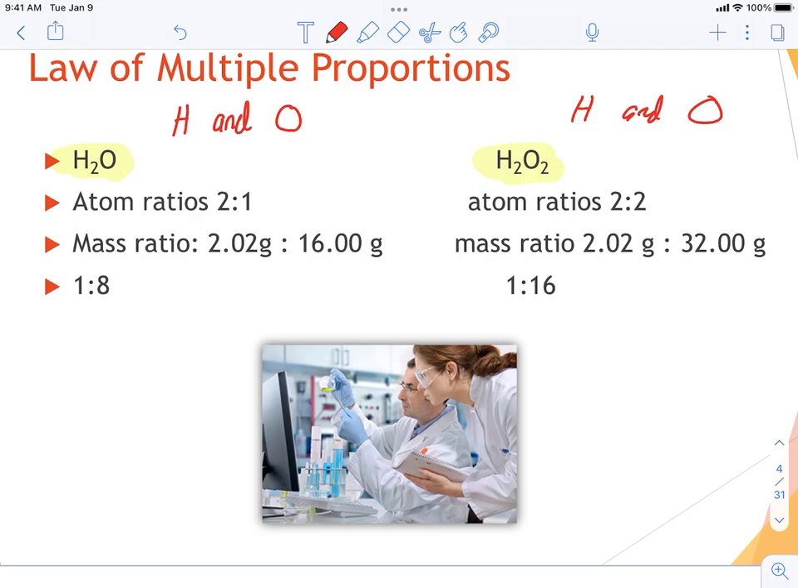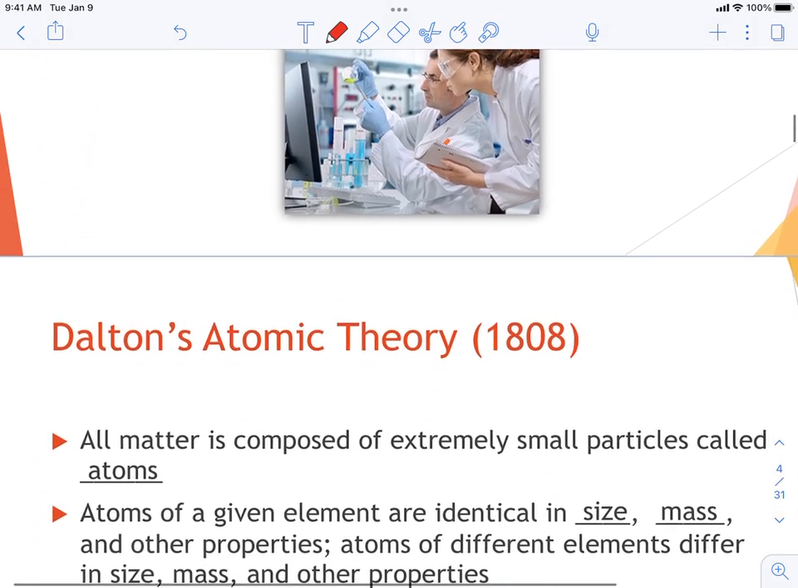And the law just goes on to say that it's always going to be in small ratio of small whole numbers. So if you look at the mass ratio, instead of 2 to 16, it's 1 to 8. We're just reducing there. And instead of 2 to 32, we get the 32 from 2 oxygens, 16 times 2, we go to 1 to 16. So that's what that law is saying. You'll want to know the definition for those.